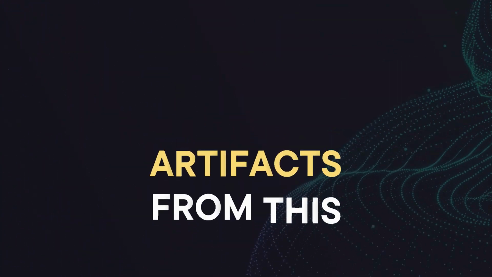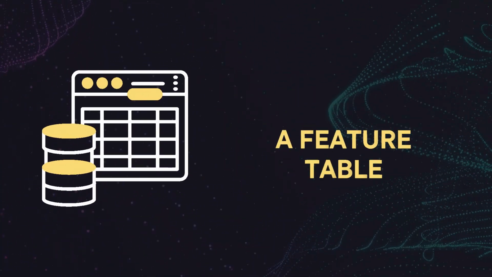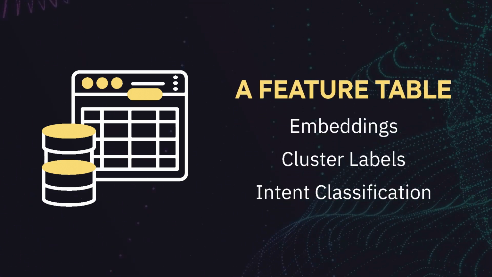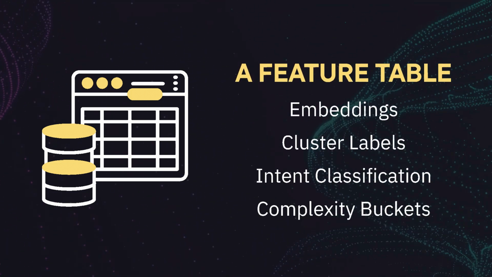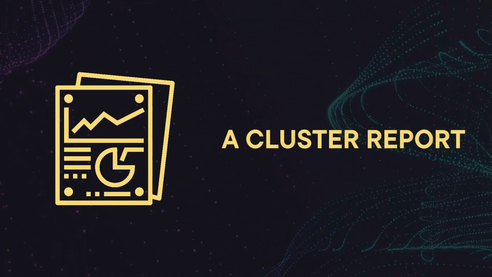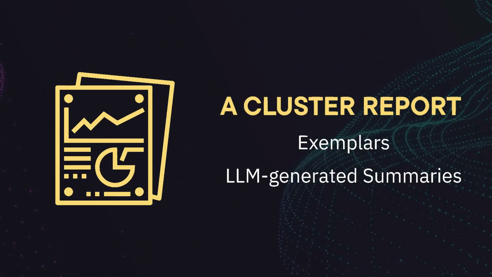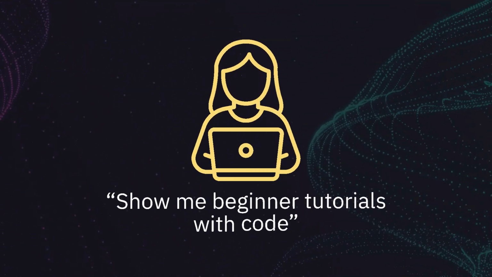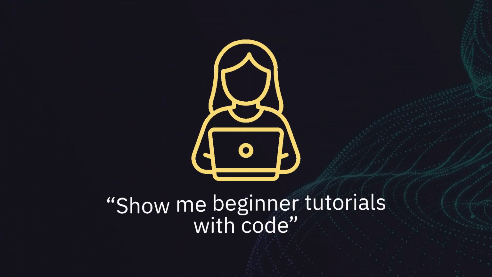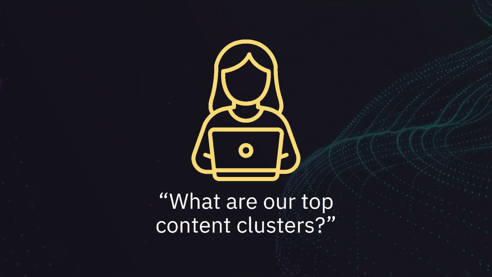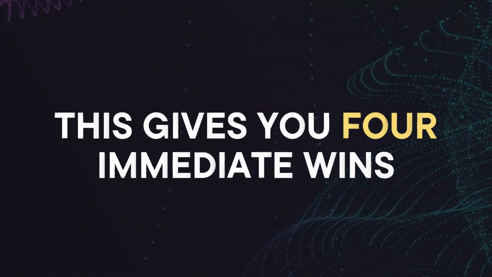You get two artifacts from this. First, a feature table with embeddings, cluster labels, intent classification, and complexity buckets for every article. Second, a cluster report with exemplars and LLM-generated summaries. Now you can answer questions like, "Show me beginner tutorials with code," or "What are our top content clusters?" instantly. This gives you 4 immediate wins.